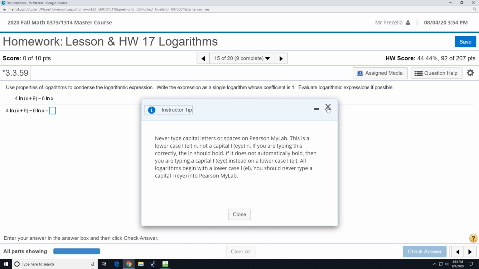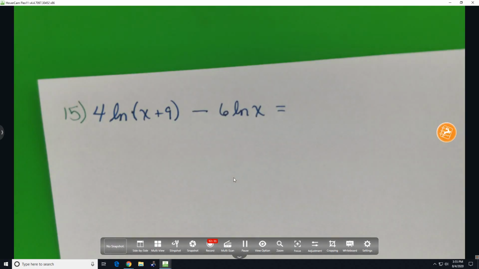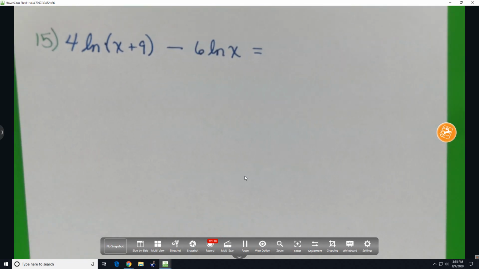Oh, another instructor tip. I'm telling you not to use an I instead of an L. So problem 15. 4 ln x plus 9, parentheses, minus 6 ln x. Sometimes students say, well, Mr. Precella, it looks like you're just writing the problem down and writing the answer. And that's exactly what I'm doing. There's plenty of times when you've got to show a lot of steps, like cut point method and so forth. But there's one where you don't have to show any steps.